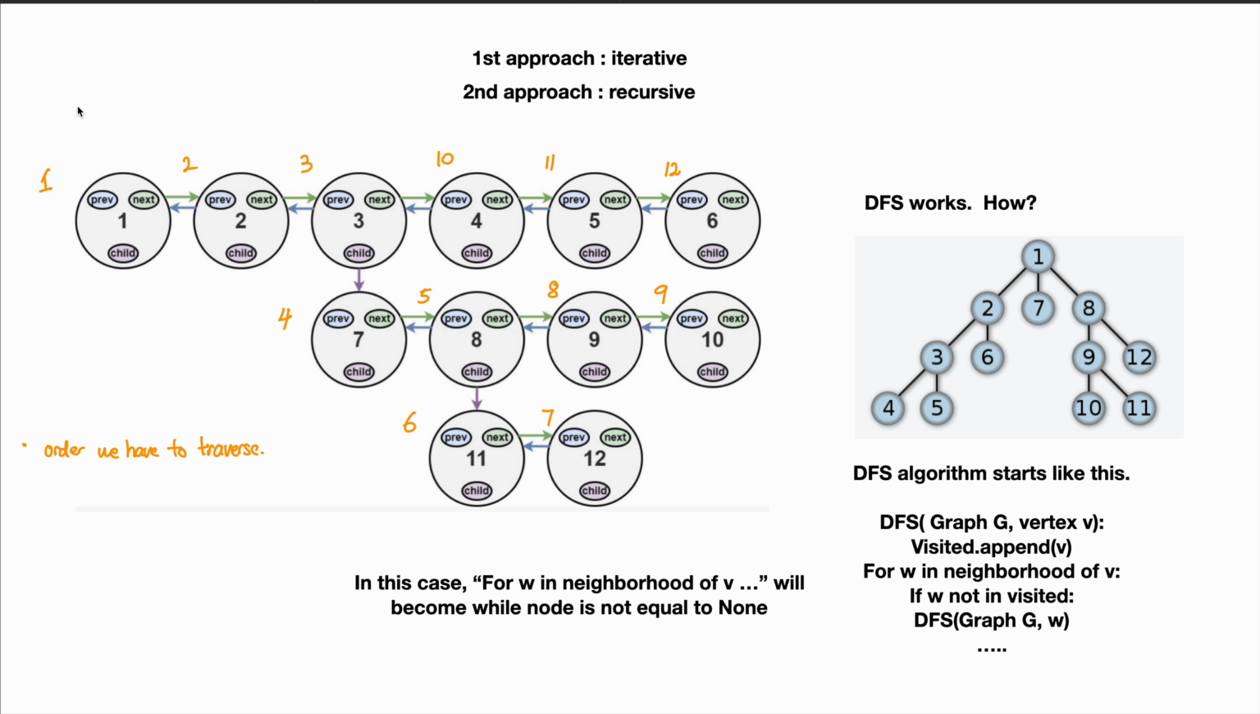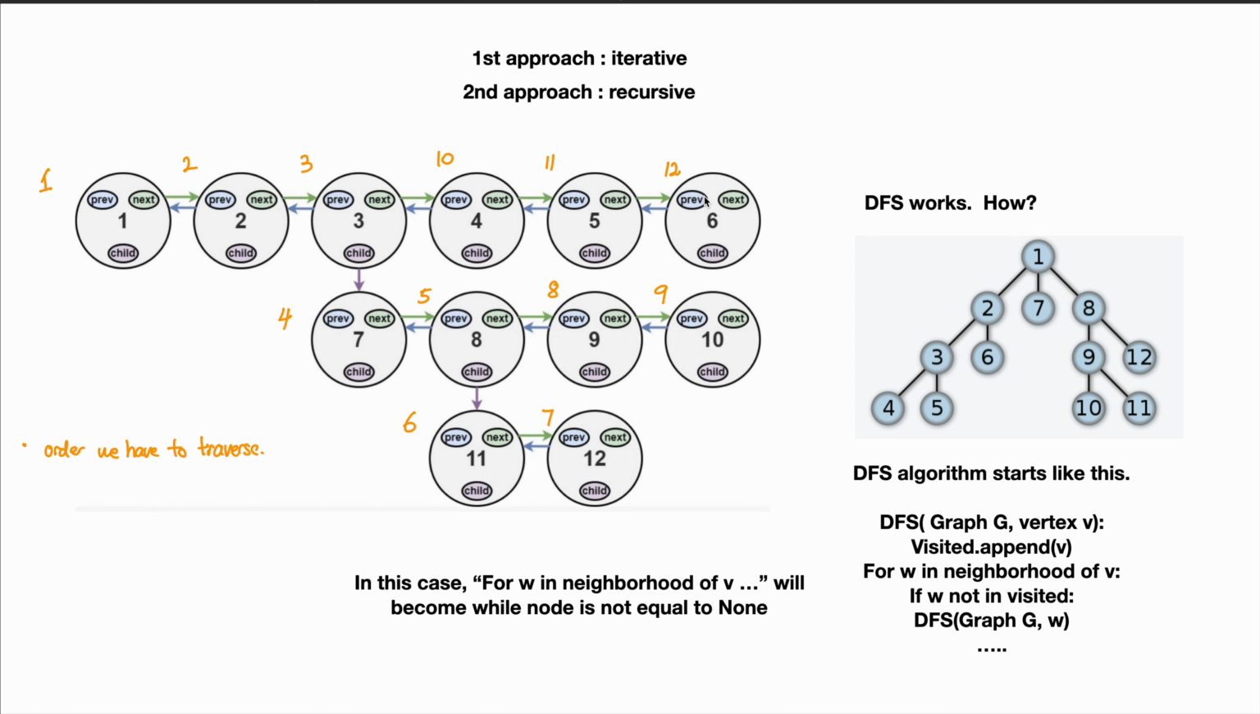What is the order that we have to traverse for this case? It should be 1, 2, 3, and then we go to the node below. So 4, 5, 6, 7, 8, 9, 10, 11, and 12. So that is the order that we have to traverse.